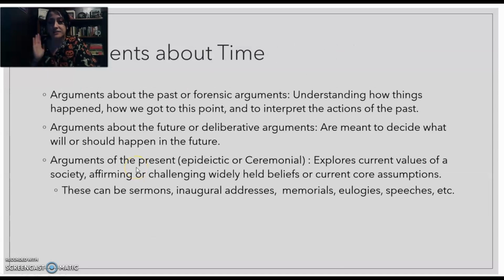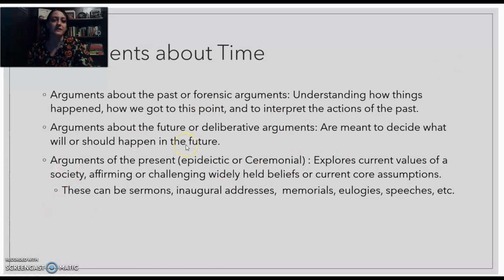Arguments about time. There are three different types of arguments about time: one's about the past, the future, and the present. So, arguments about the past. These are arguments that look at past events, and they go, okay, this happened in the past, so how did we get here? They're trying to understand how we got to our present situation based off of evidence or testimonies or what have you that happened in the past, right? We good on that? Okay.